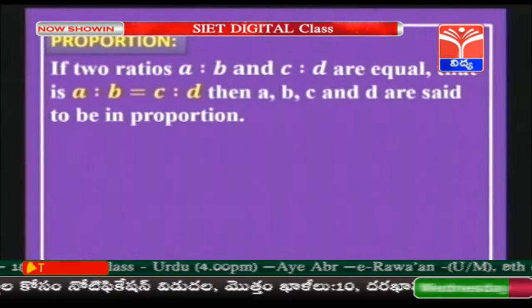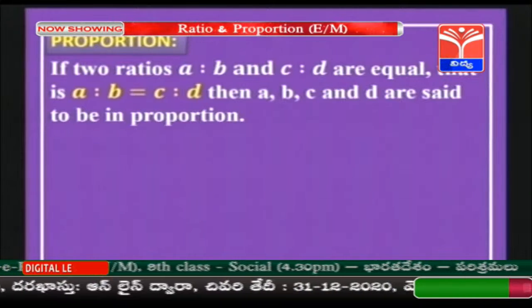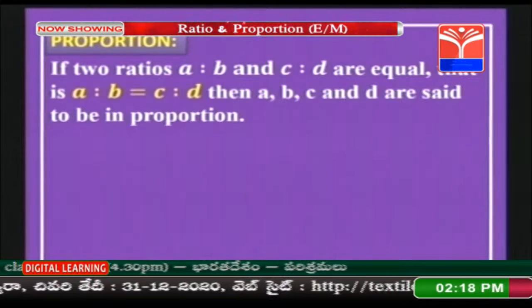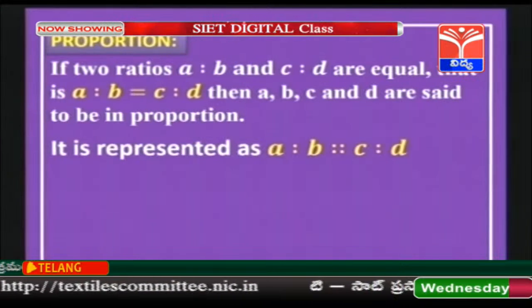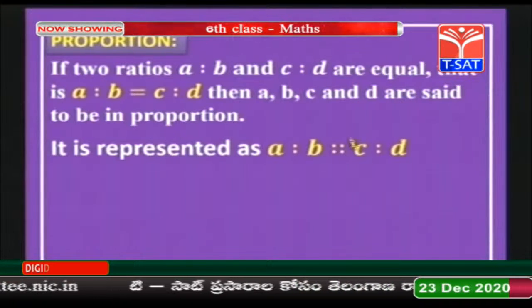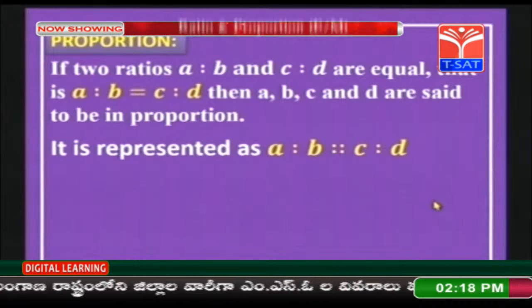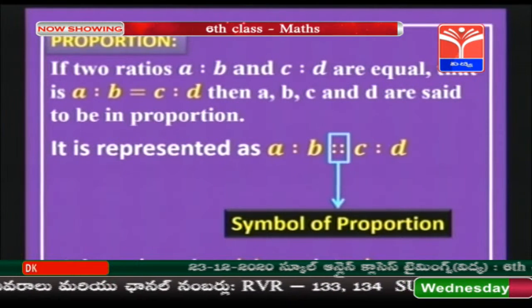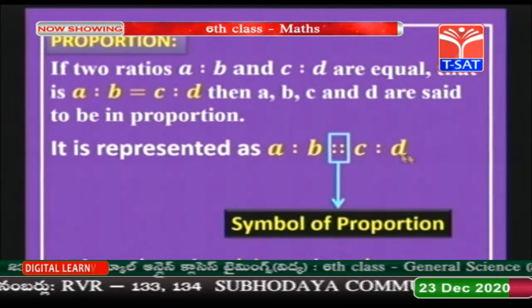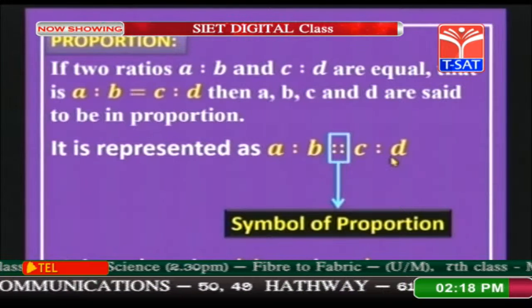Let us see some examples. If two ratios A is to B and C is to D are equal, then we can say that A, B, C and D are in proportion. Okay, children. So it is represented as A is to B, and here you can see there are two colons, right? We call it the symbol of proportion. Got it, children? And how do we read it? Yes, A is to B as C is to D. I repeat once again, A is to B as C is to D, children.